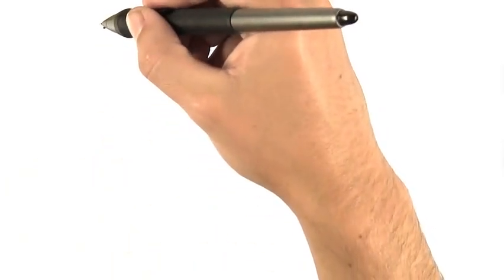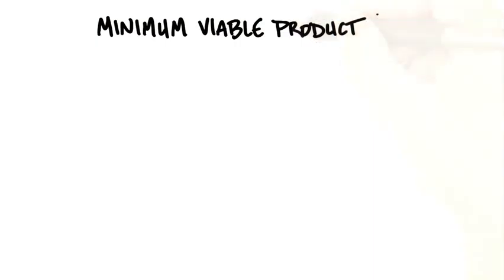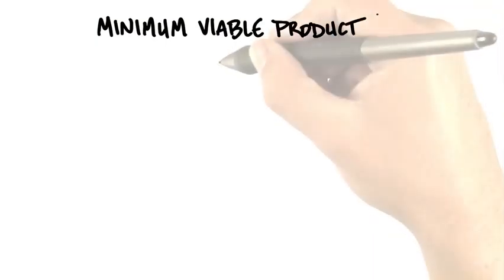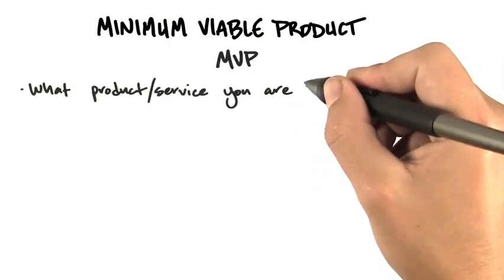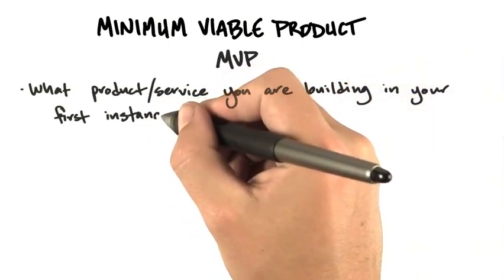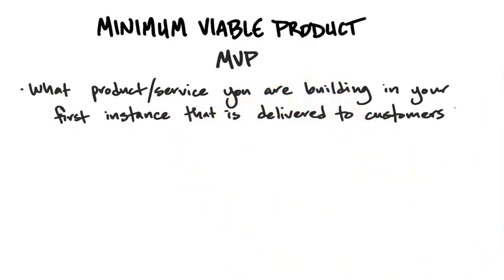Now, why you're doing all this is to define the minimum viable product, or sometimes called the MVP for short. The MVP basically is what product or service you're building in your first instance that's delivered to customers. And the MVP is not an alpha or beta.